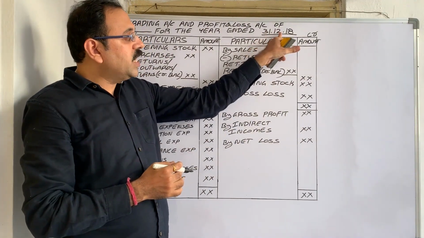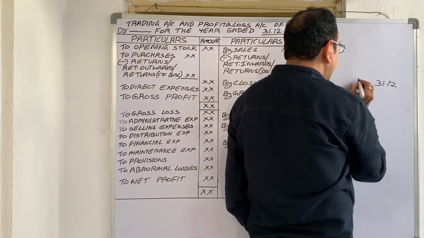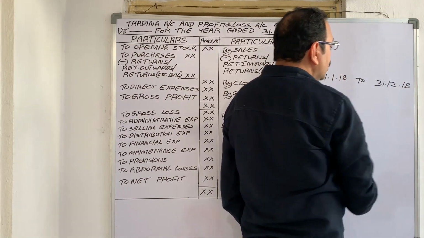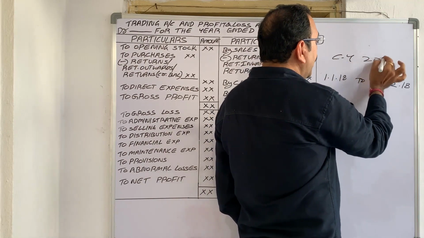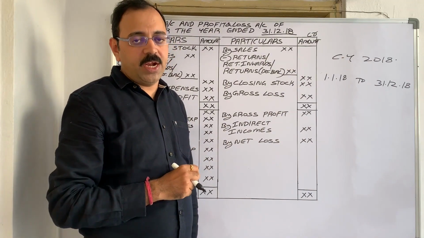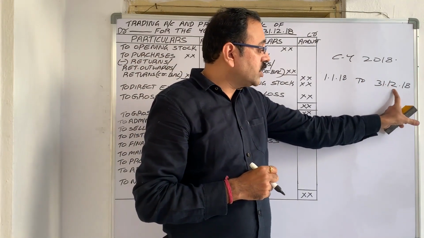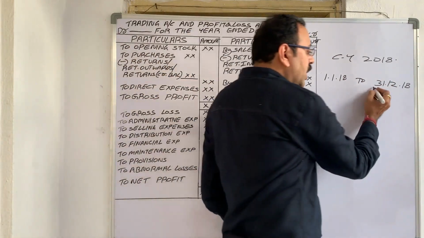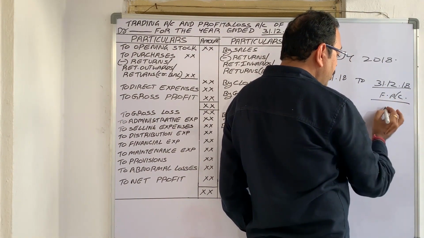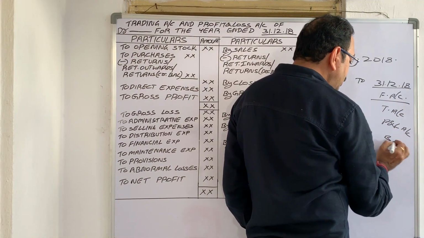So if the end of the year is 31st December, then what is the starting date? 1st January 2018. So the current year is 2018 and this firm is following the calendar year as its accounting period. That is why it starts from 1st January 2018 and ends on 31st December 2018. So on 31st December 2018 we are preparing final accounts, nothing but the trading account, profit and loss account and balance sheet.